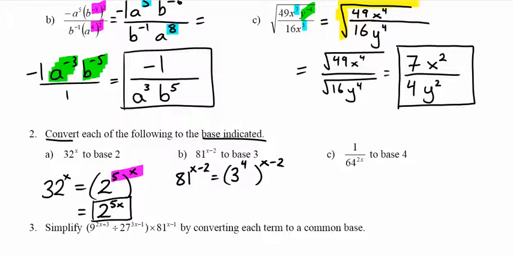And again, I can use my power law to combine the two exponents. I just have to make sure that I have brackets around the second exponent, because that 4 is going to multiply to everything. Okay, so this is the same as 3 to the 4(x minus 2). And if I expand, that's the same as 3 to the 4x minus 8.